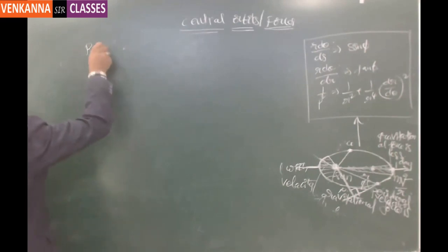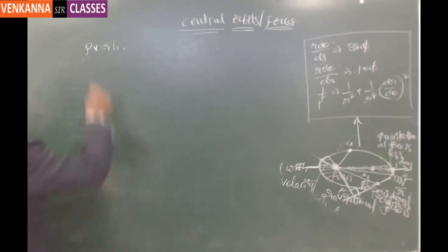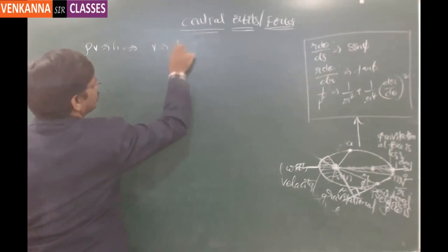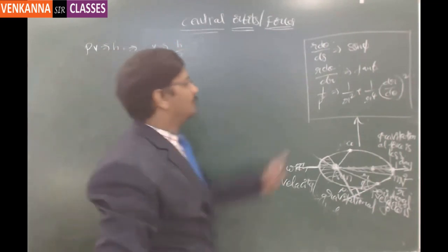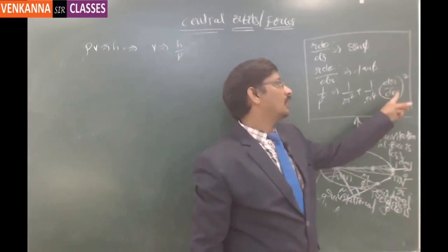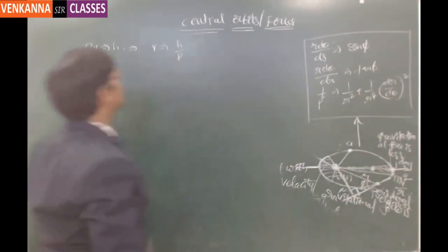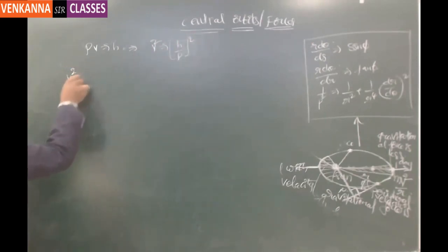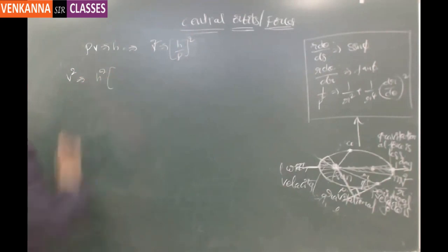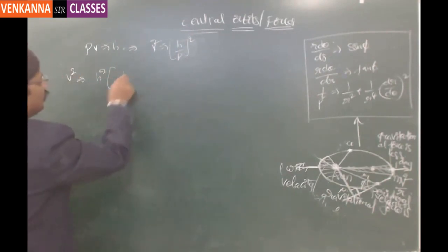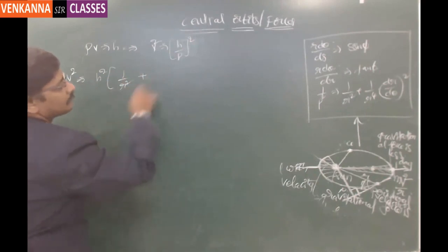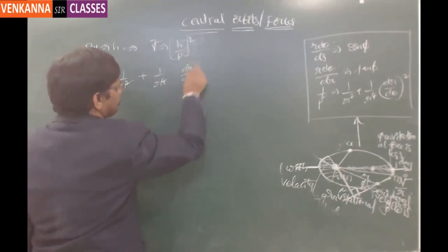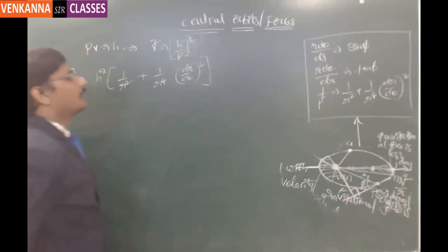So pv equal to h is the relation, where v is the peripheral velocity and p is the pedal length. From this relation, v can be expressed as h by p. Now we have another relation, 1 by p square equal to 1 by r square plus 1 by r power 4 into dr by d theta whole square. If you substitute the same relation, v square equal to h by p whole square, then v square can be expressed as h square times 1 by r square plus 1 by r power 4 into dr by d theta whole square.